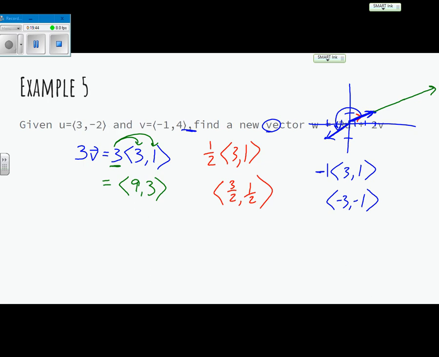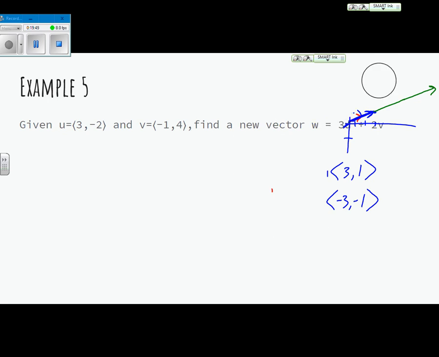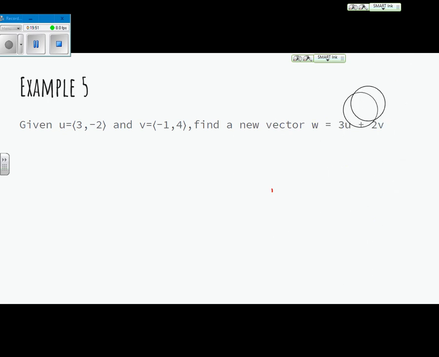Okay. Well, let's just combine all this fun and see what happens. I'm going to let you do this one. This is my last example of the day. You work this one. Hit pause, and I'll work it as well, and then we'll come back.